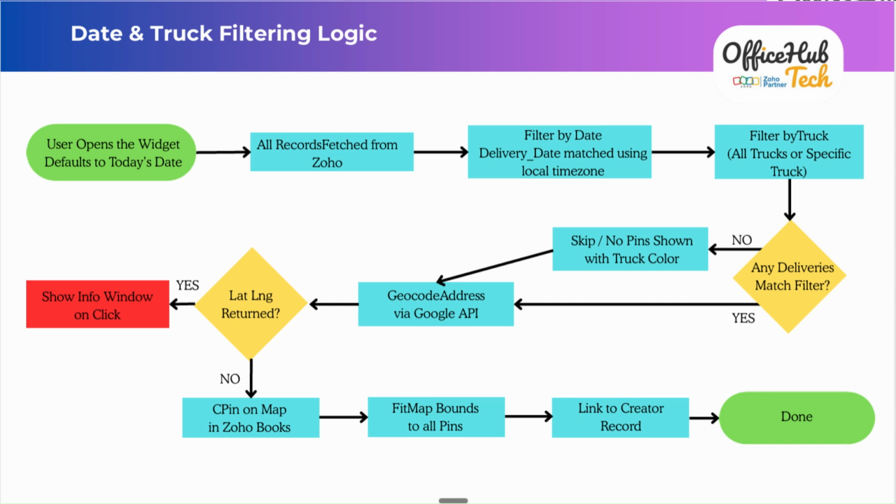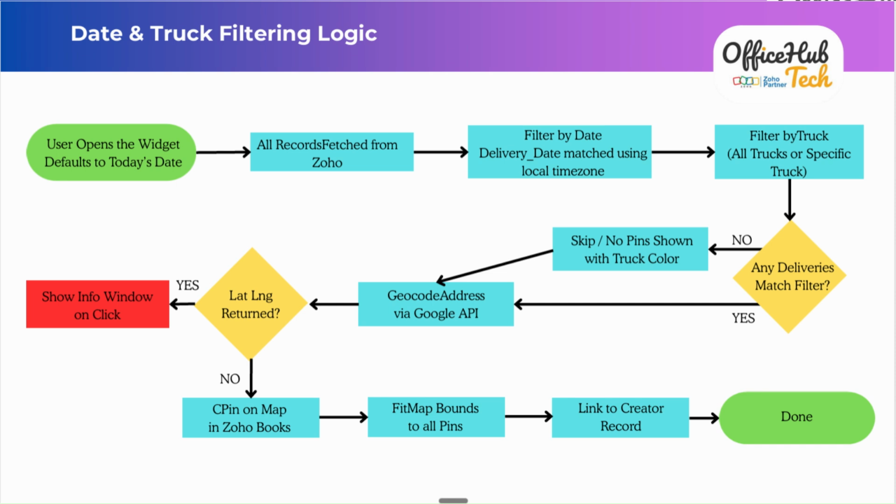Once the filter is applied, the widget checks for any matching deliveries. If yes, it passes each address to the geocoder. If the geocoder returns a valid latitude and longitude, the pin is placed on the map in the truck's assigned color. If geocoding fails, the record is simply skipped. Finally, the map fits its bounds to all the plotted pins, and each pin is clickable to show an info window and a link back to the record.